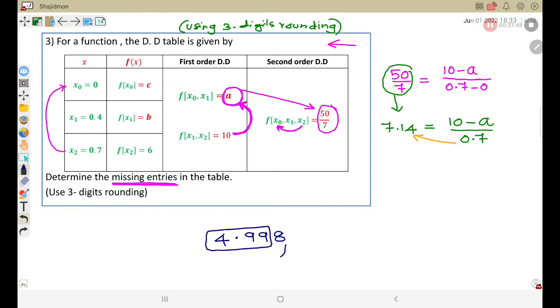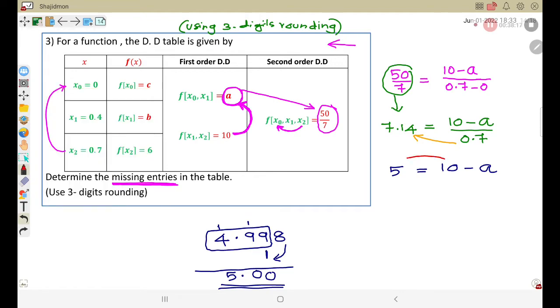But what do we need to do? Rounding. Rounding means we need to add 1 here, correct? So 9 plus 1, 10, 0 here, 1 here, 9 plus 1, 10, 0 here, 1 here, 4 plus 1, 5. So what is the 3 digit rounding number of 4.998? 5. Okay, so 0.7 multiplied by 7.14 means 5 equals 10 minus a. Now you know how to simplify, your own way you can do that.